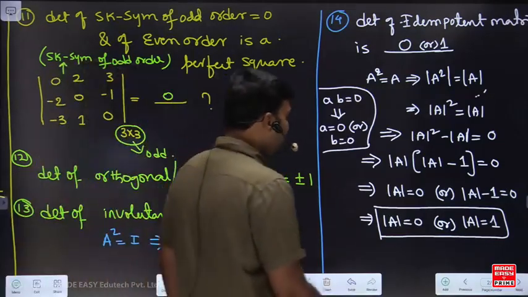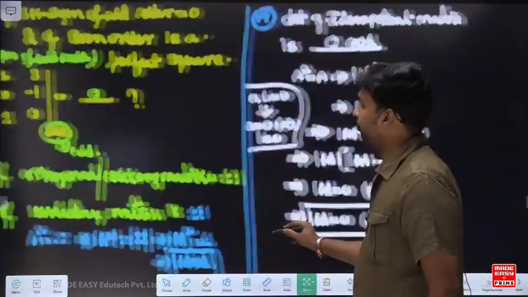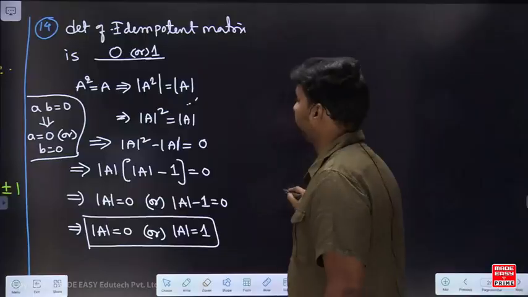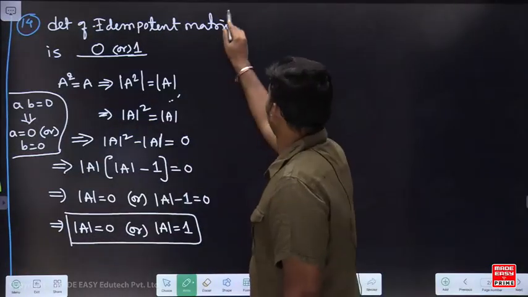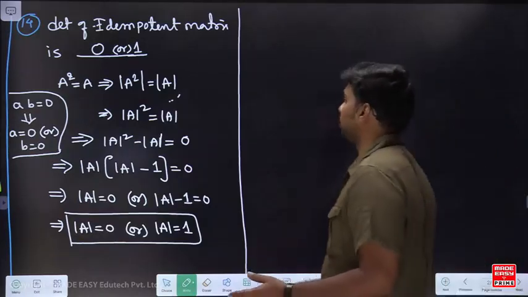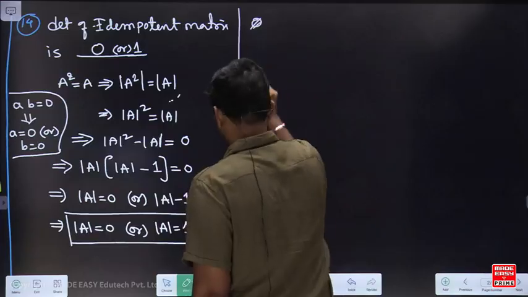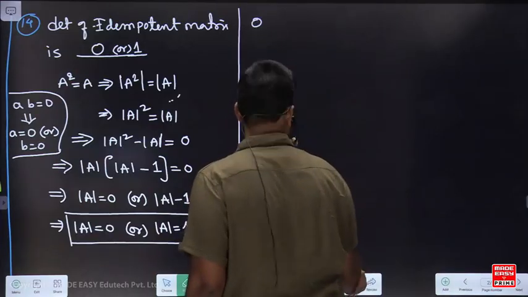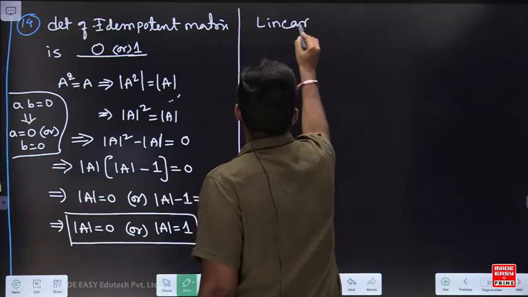Right. So let's move on, beta. I think we are taking a lot of time on this. These are the properties which one has to remember. The next one I am going to take is the 15th one. Okay, but before going to the 15th, let me take the linear dependency definition.